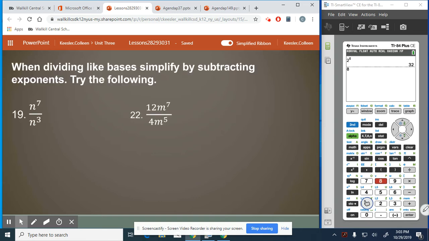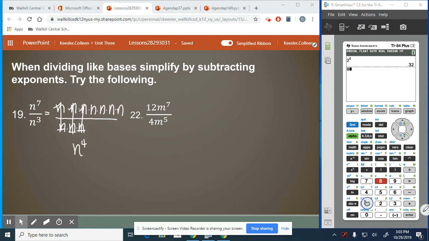Okay, similarly, when you're dividing like bases, you're going to simplify by subtracting exponents. Let's try the following. So here we have n to the 7th over n to the 3rd. And again, if I were to write that out, it would be n times n times n times n times n times n times one more n all over n to the 3rd, which is n times n times n. When you have a number over itself and you divide, they kind of cancel out because you're getting a value of 1. And when you multiply by 1, it doesn't change the solution. So our final answer is n to the 4th. So again, I could have just done 7 minus 3 and kept the base of n.